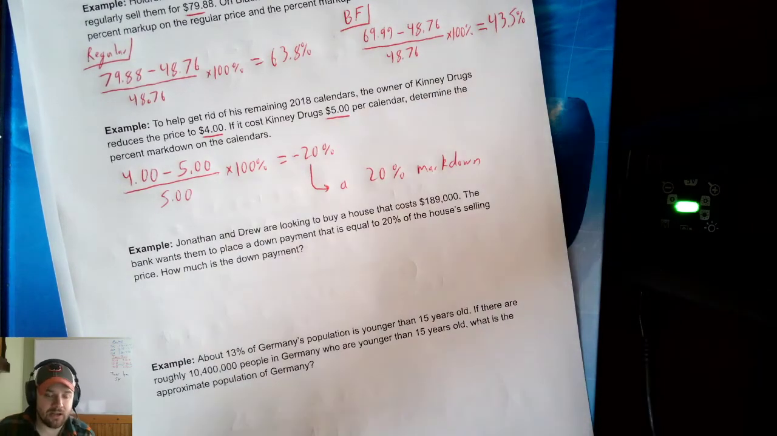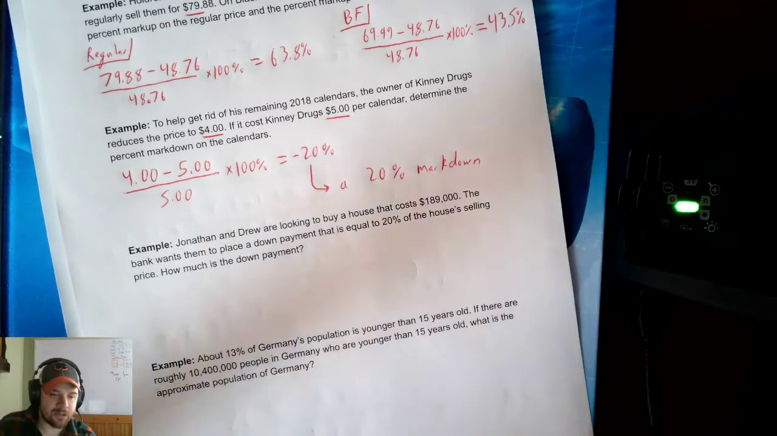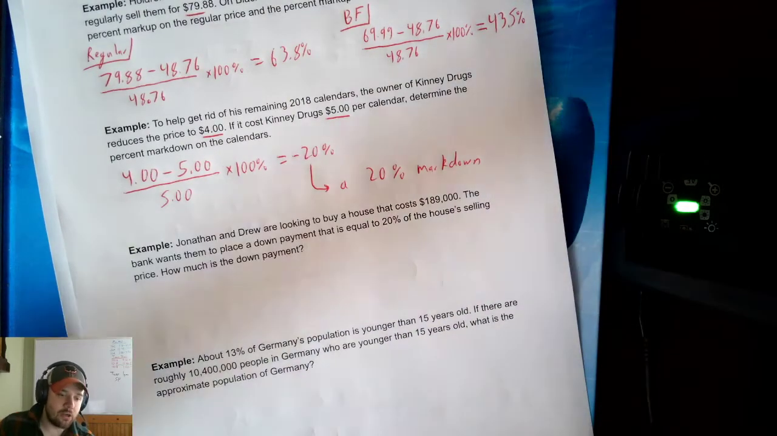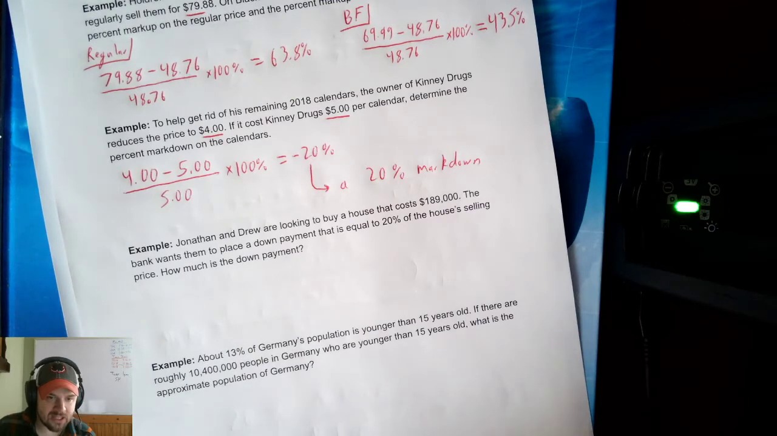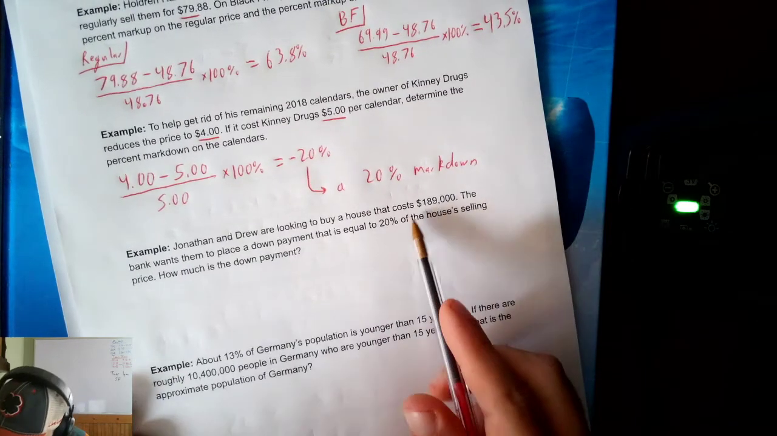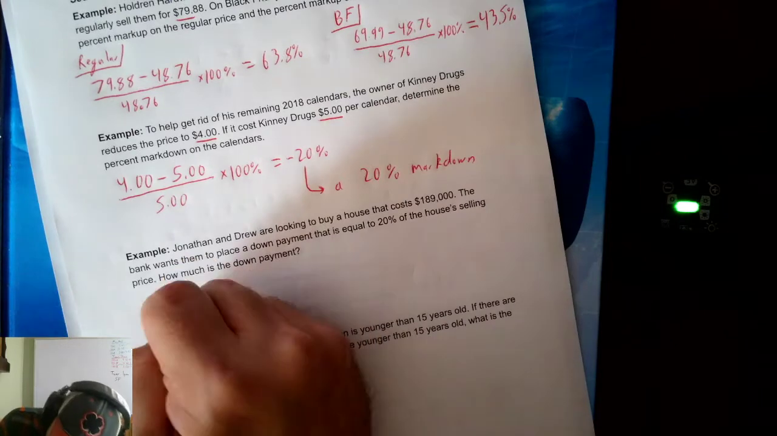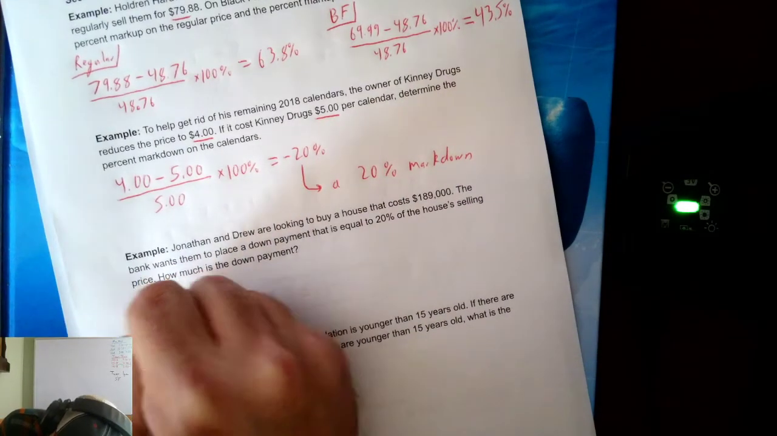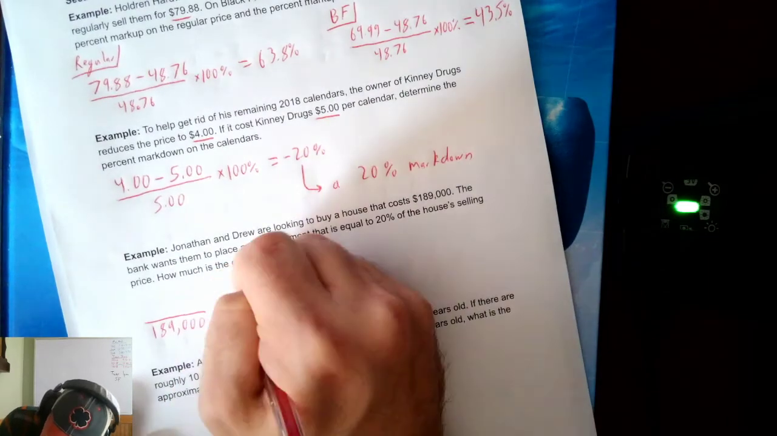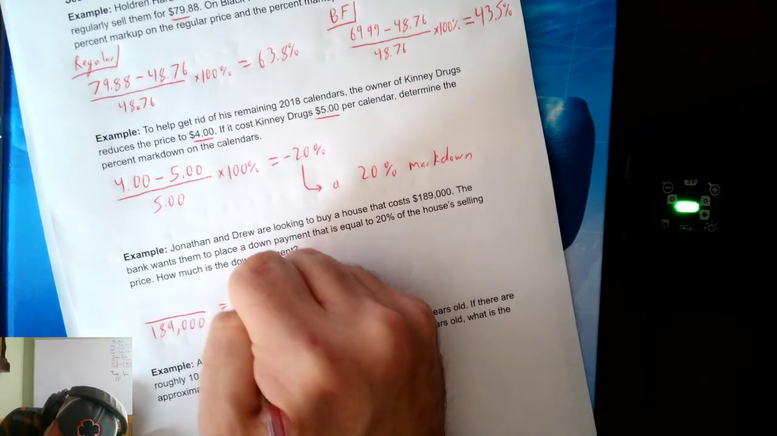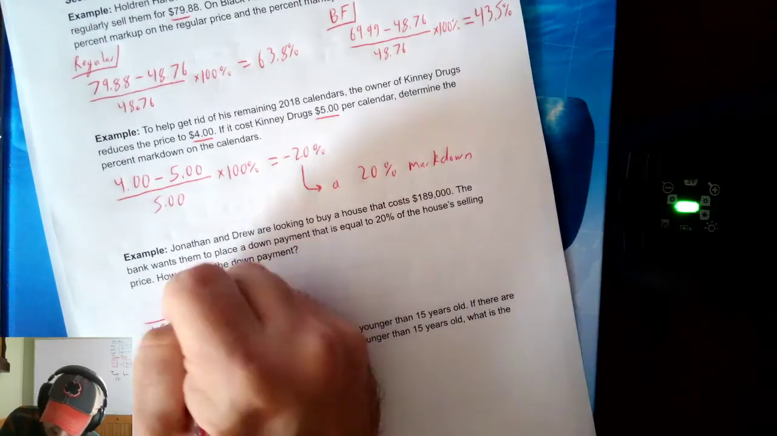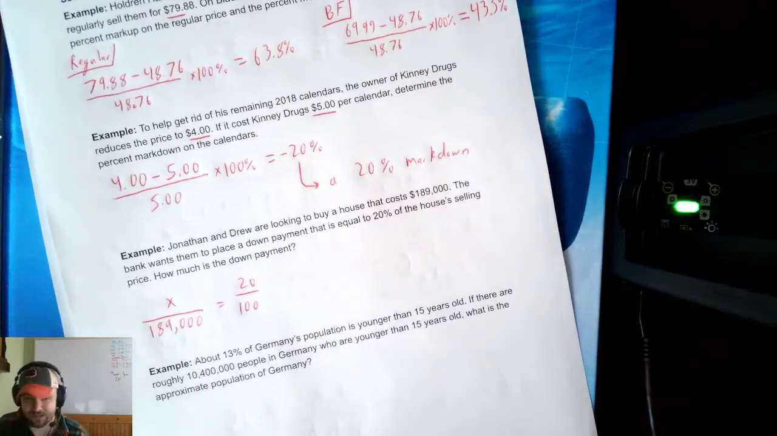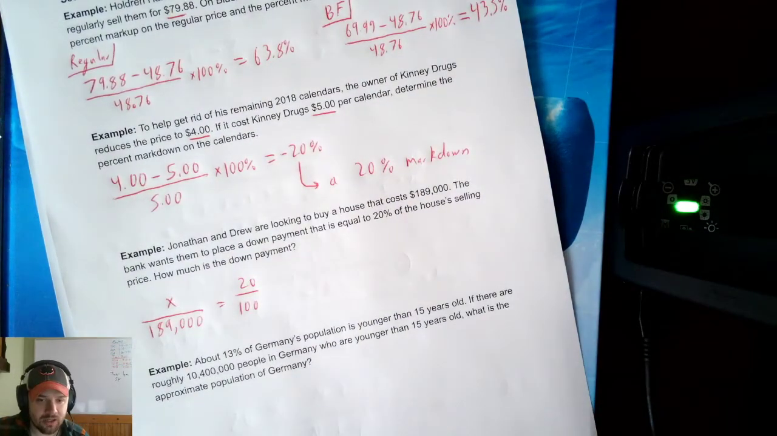The word down here is for down payment. That's just a phrase in purchasing houses. It's how much money you give ahead of time, and then you pay the rest over monthly payments, right? So let's look. The house costs $189,000. So that's the cost of the house, right? And I know that I want a 20% down payment. So what is 20% of that number? I can set up a ratio like this.